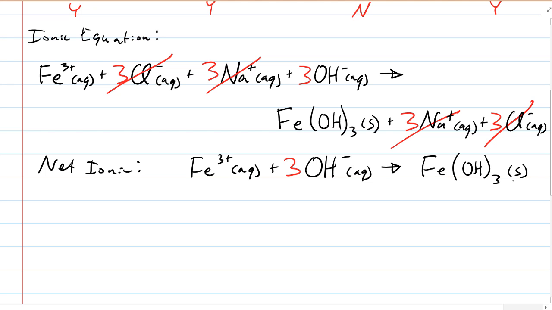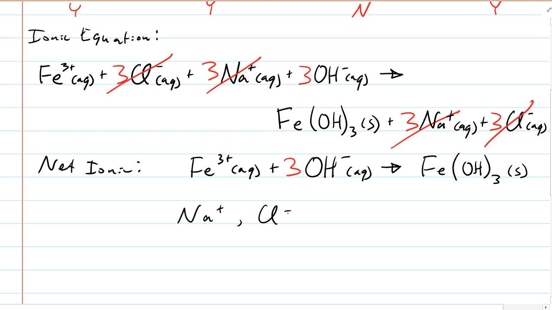Now ordinarily we don't write down what the spectator ions are, but if the question was what are the spectator ions in this reaction, they would have been sodium ions and chloride ions. And if we were to write them out, you would show that they are sodium ions and chloride ions.